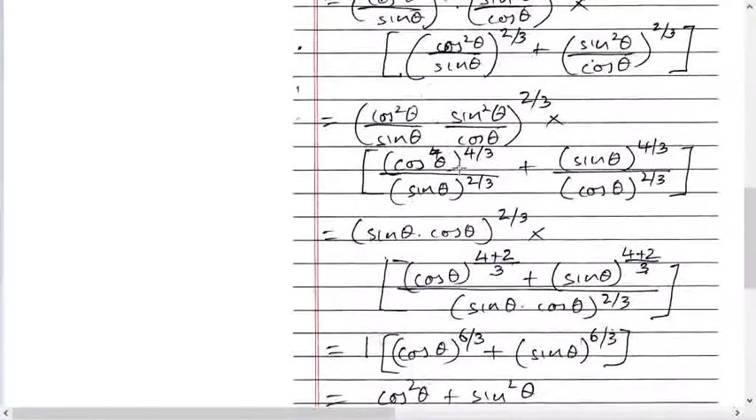Okay, now before the bracket, this 2 by 3 is common to both. So what happens? Cos square theta upon sin theta into sin square theta upon cos theta.